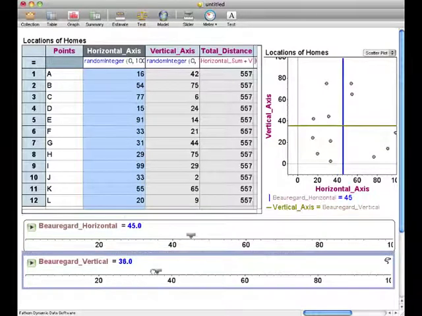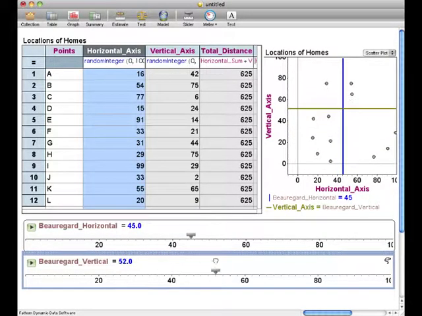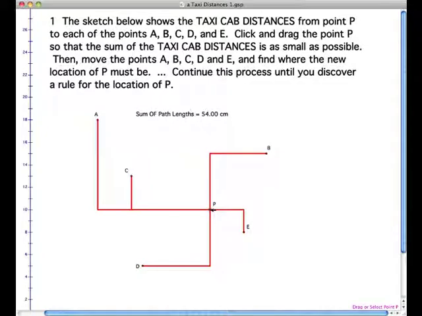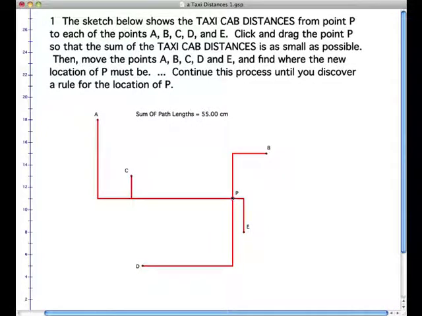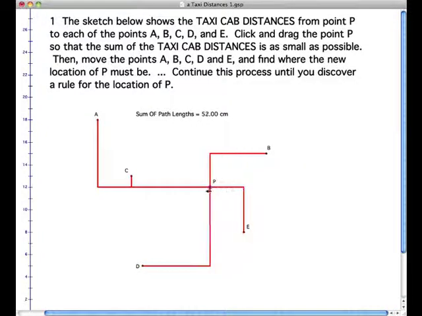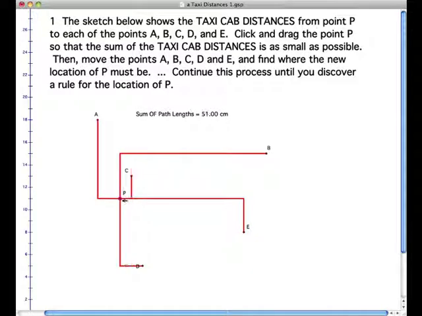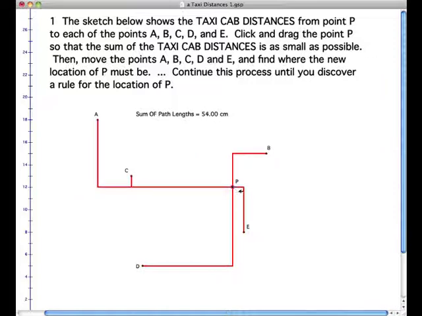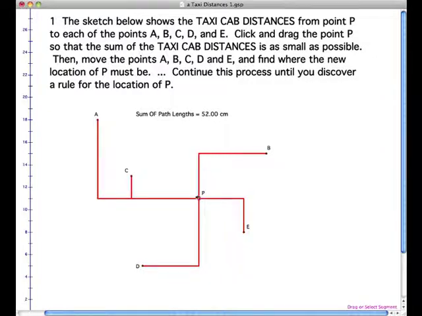Then, ask Fathom to randomize the data several times so that you can find a rule that will automatically give the location of where Beauregard should locate his home. Now, you might be wondering, why would anybody care about such a strange notion of distance, which is measured only using horizontal and vertical lines? You'll begin to get hints about some answers to this question in the 5 short homework tasks that follow this problem. All of these problems use Fathom or Sketchpad software.